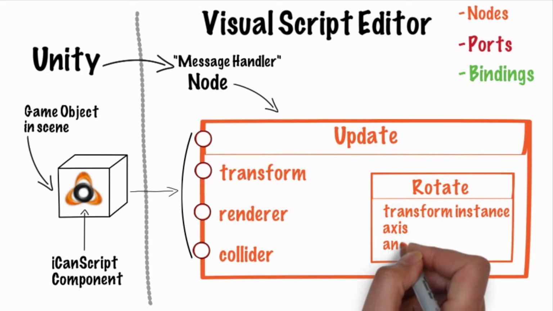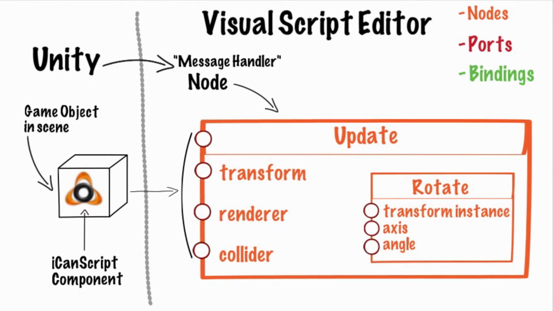update. A binding defines relationships between ports and can connect an output port to an input port. Here is a binding between this cube transform and the rotate operation. So there you have it, the basic building blocks of a visual script.